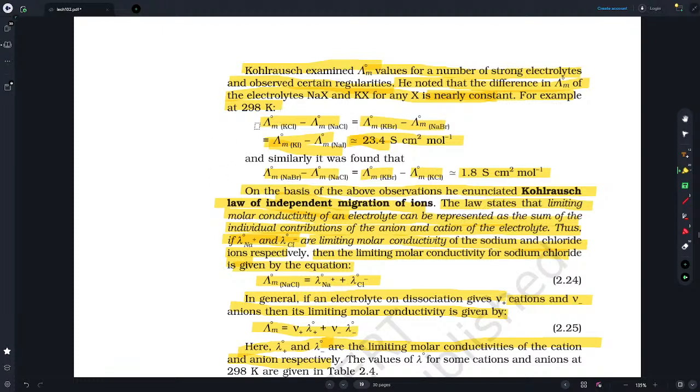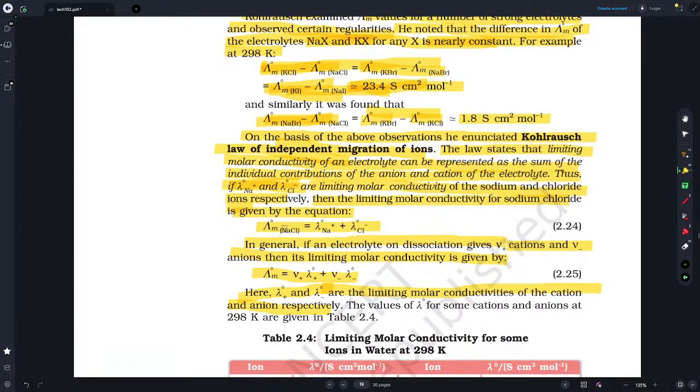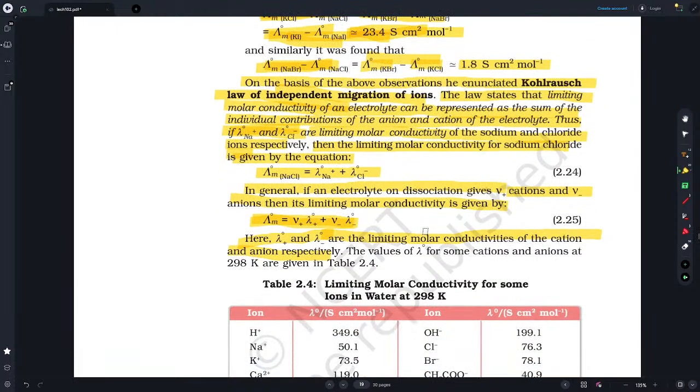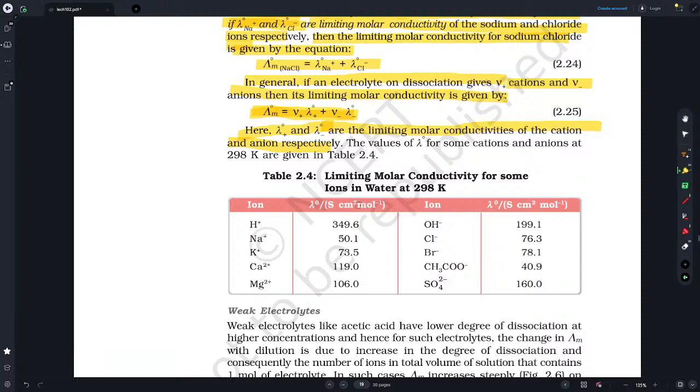And what observations he did, meaning he observed that for NaX and KX, the molar conductivity difference is the same in this case as well. As such, he concluded that the electrolyte's limiting molar conductivity is equal to the sum of the individual limiting molar conductivities of the cations and the anions. And this is the general formula. Some of the individual cations' and anions' molar conductivities are given here, the SI unit being Siemens centimeter square per mole, same as the limiting molar conductivity of an electrolyte, as both are the same.